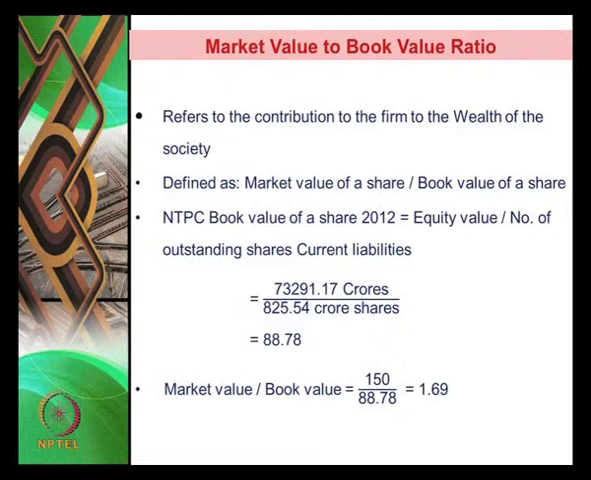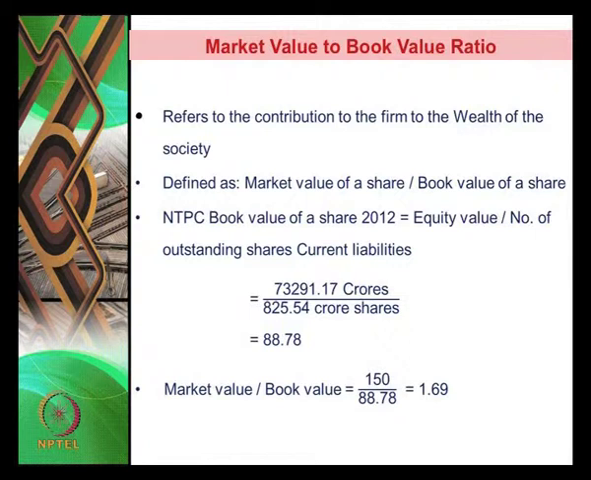So, the book value of the share works out to be 88.78, and if you want to compare the market value to the book value, it is nothing but 150, which is the market value, divided by 88.78, which gives you a ratio of 1.69. So, that means the market value is 1.69 times the book value of the company share. To that extent the company has generated wealth for the shareholders, because this ratio is more than 1.